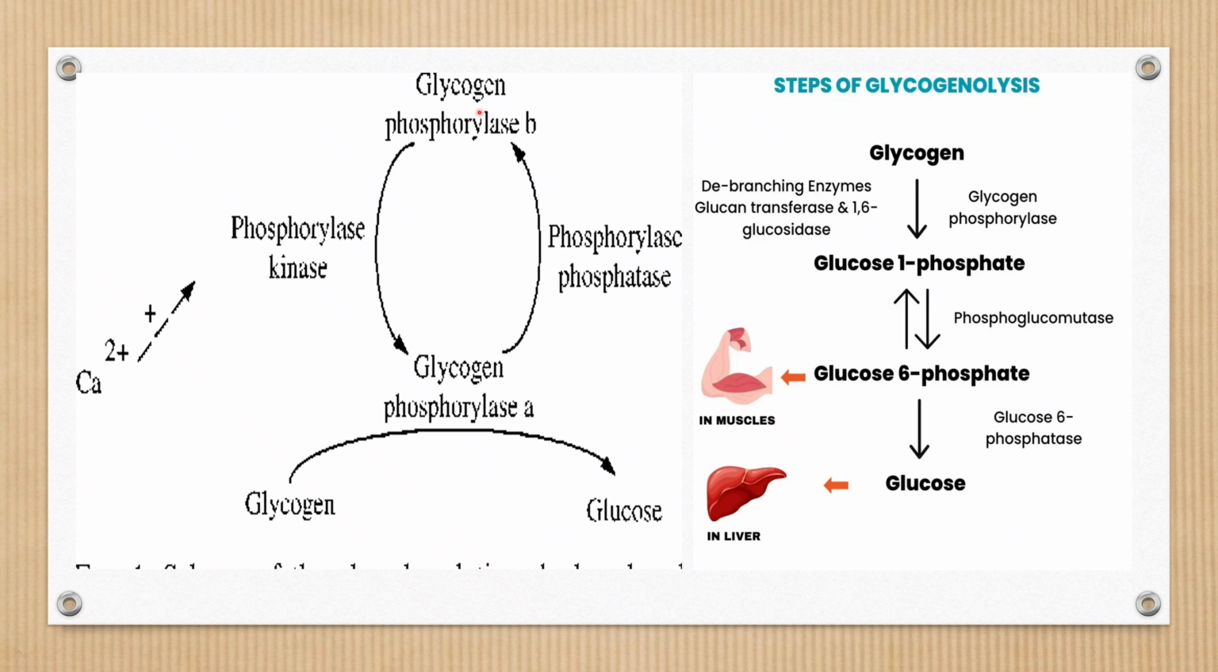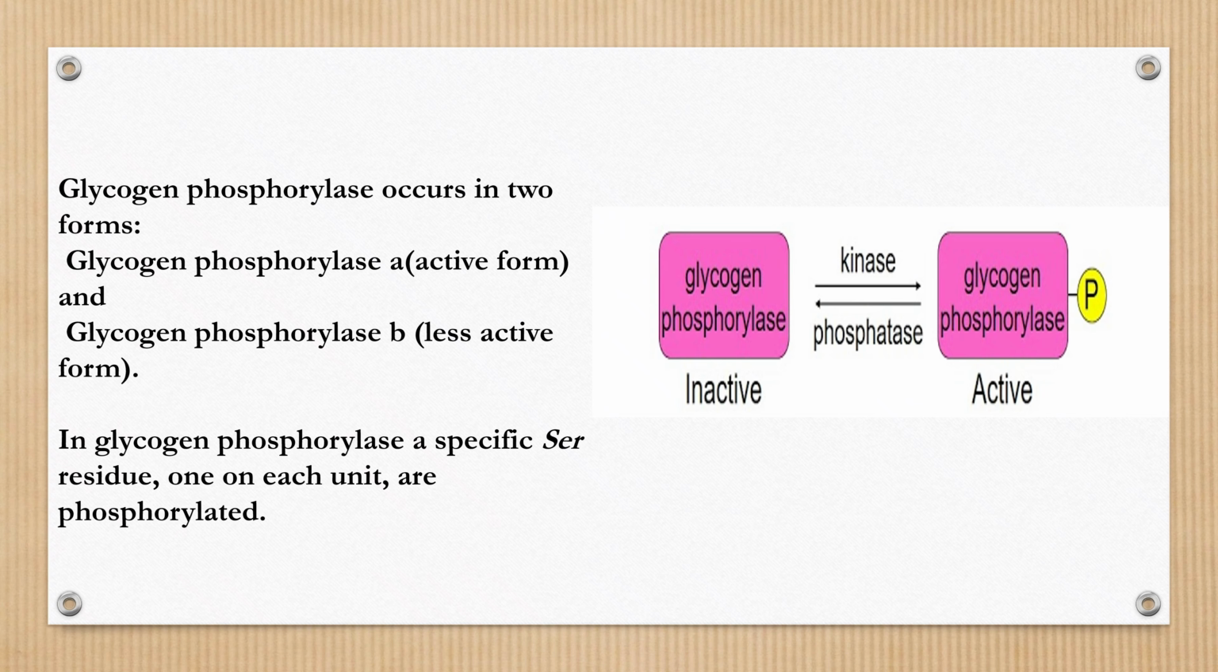So you know that glycogen phosphorylase, the first enzyme of glycogenolysis, exists in two forms. One is the phosphorylated form, which is the active form, and the other is the non-phosphorylated form, which is the inactive form. The phosphorylation of this enzyme is catalyzed by kinase, and the dephosphorylation is catalyzed by phosphatase.